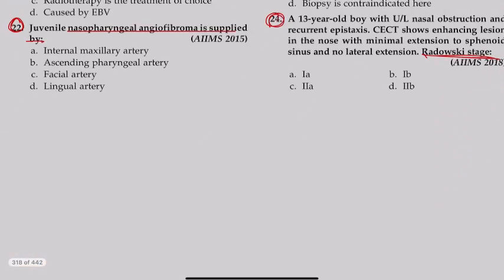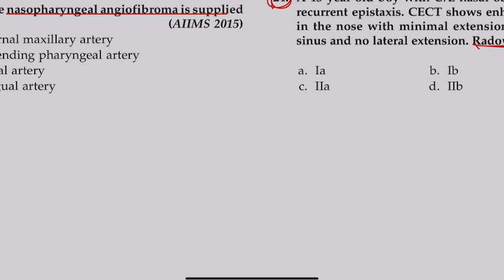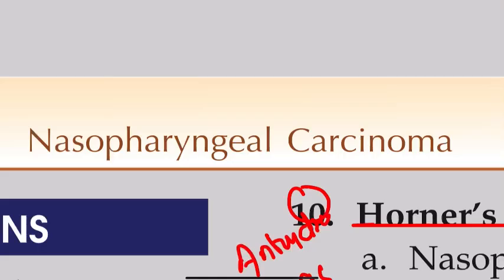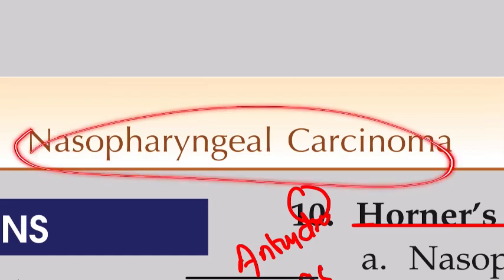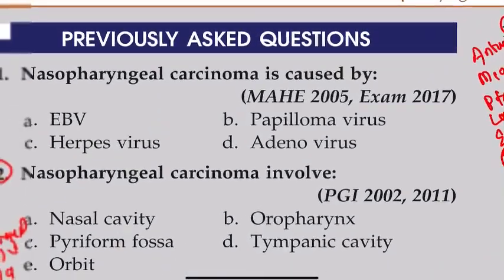So this was all about questions from juvenile nasopharyngeal angiofibroma. Now the MCQs that we are going to cover are from the topic of nasopharyngeal carcinoma. Before, we talked about juvenile nasopharyngeal angiofibroma. Now we are going to talk about nasopharyngeal carcinoma. Without delay, let's begin the first MCQ: nasopharyngeal carcinoma is caused by.